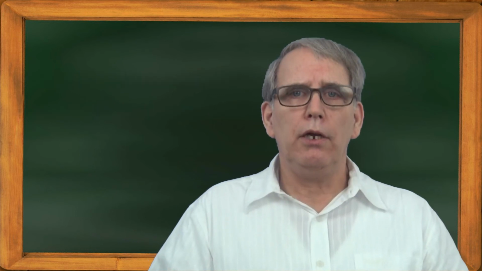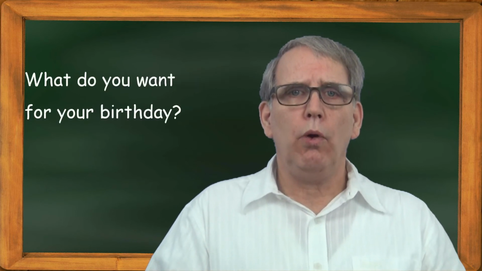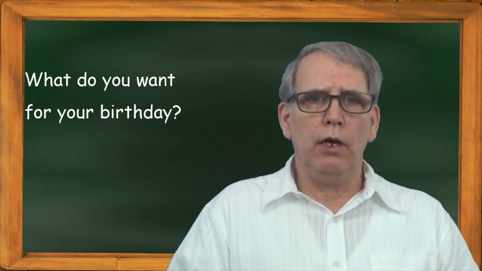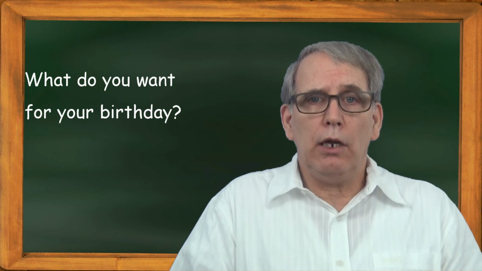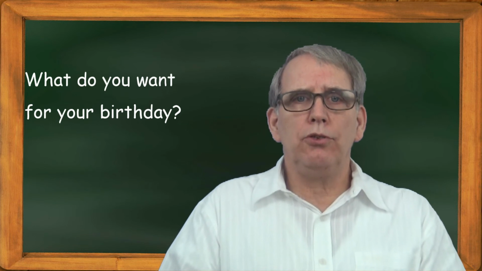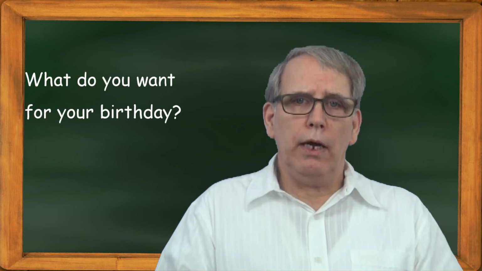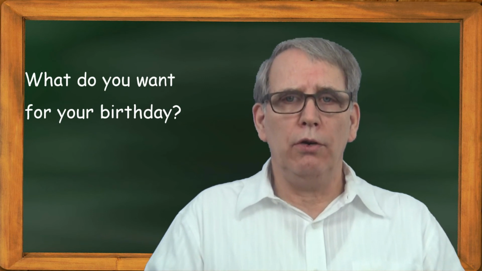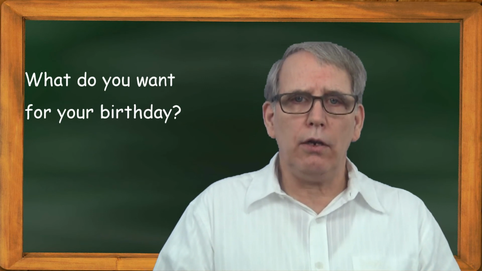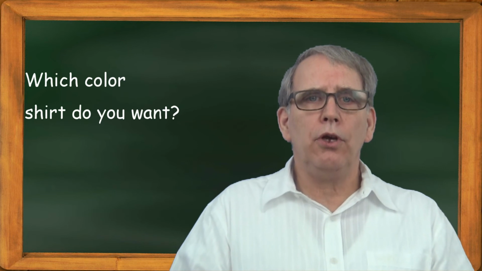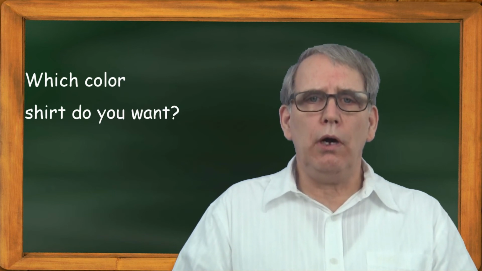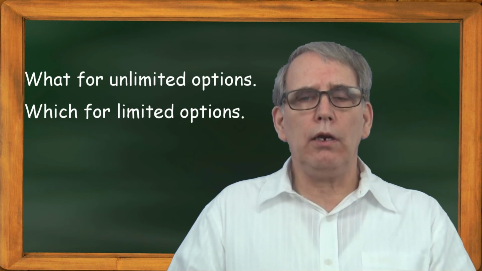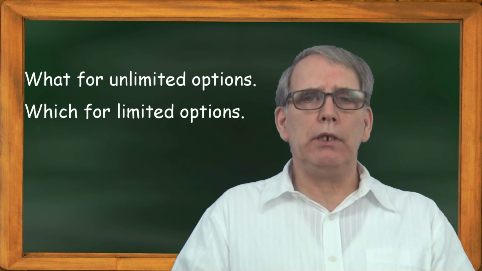For example, it's your birthday and someone asks you, what do you want for your birthday? There are many options for you to choose from. In fact, the options are unlimited. You narrow your options to a shirt. So you answer, I want a new shirt. So you go shopping for a new shirt. You find a few shirts in various colors. Now the question is, which color shirt do you want? So use what when the options are unlimited. Use which for limited options.